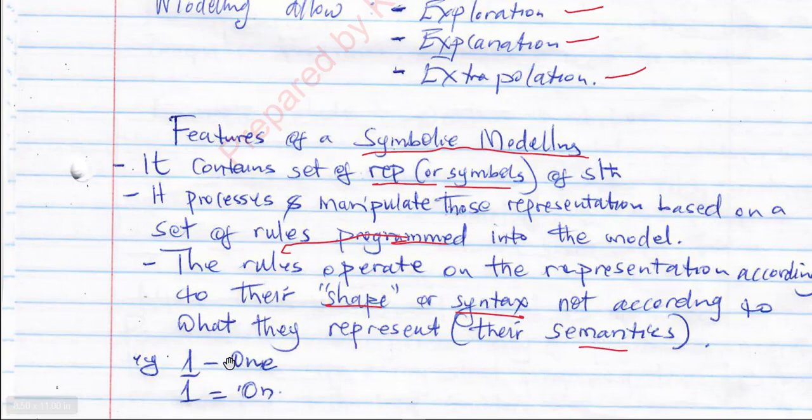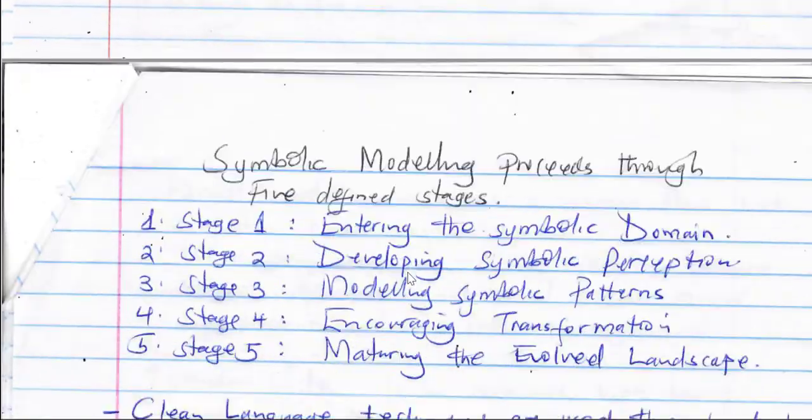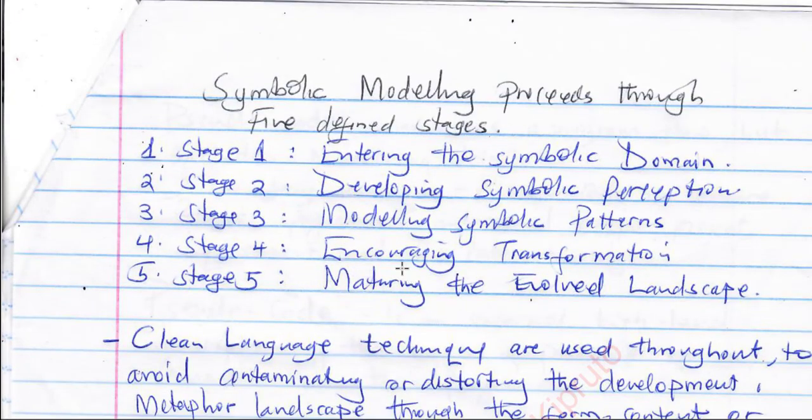For example, one can represent on, and zero can represent off, or zero can represent the number zero. So it depends, especially in binary mathematics. Symbolic modeling has five defined stages. The first stage is entering the symbolic domain. You enter the symbolic domain when you are doing symbolic modeling.